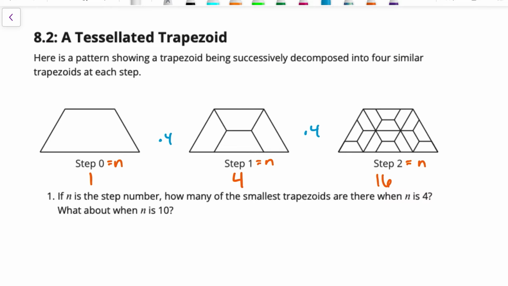So we know that our function of n is equal to that initial value, which is 1, times our constant ratio, which is 4, to the power of n, which is our step number. All right, so if we want to figure out what the number of trapezoids is when n is 4, then we're just going to plug in f of 4. And so we have 1 times 4 to the 4th, which is equal to 256.